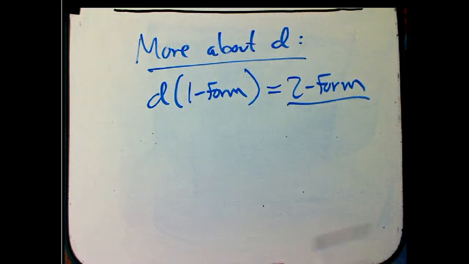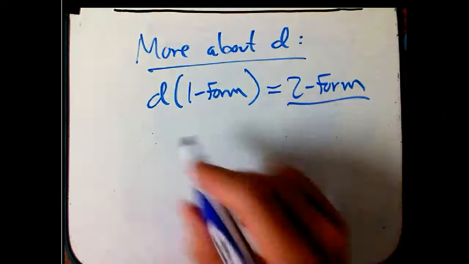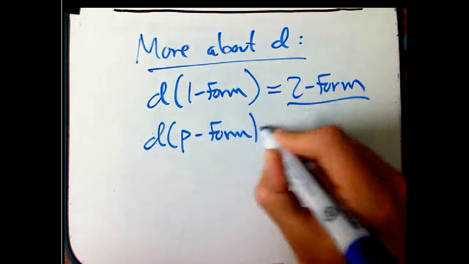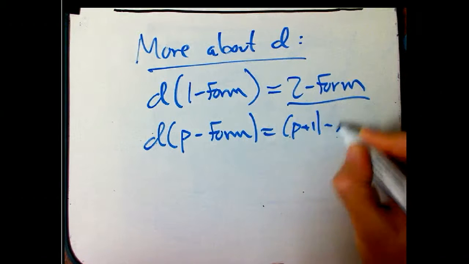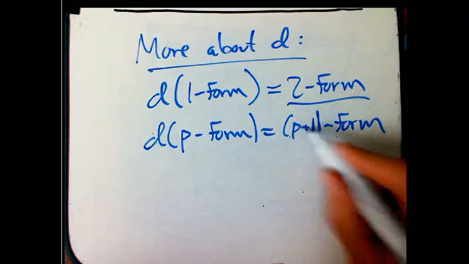Hopefully that's not shocking, because D of a function was a 1 form. So D of a 0 form was a 1 form, D of a 1 form is a 2 form, and in fact, D of a p form, in general, is a p plus 1 form. Okay. And this is really key to the theory.